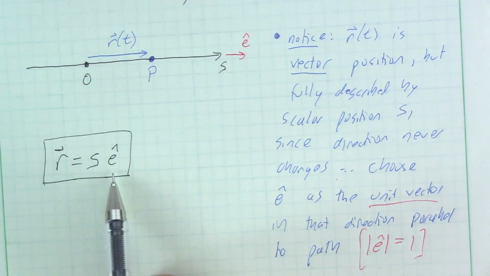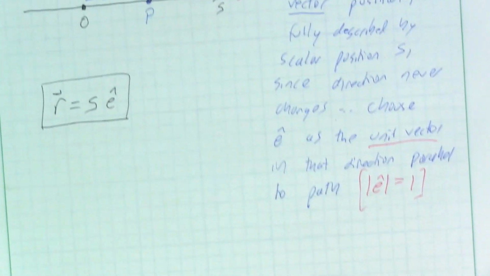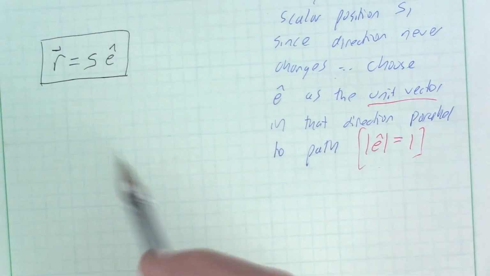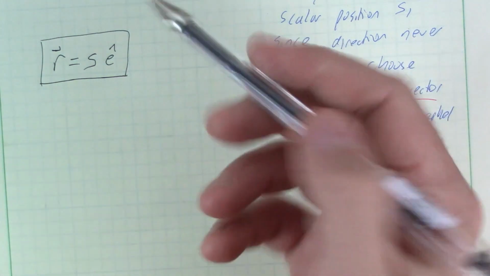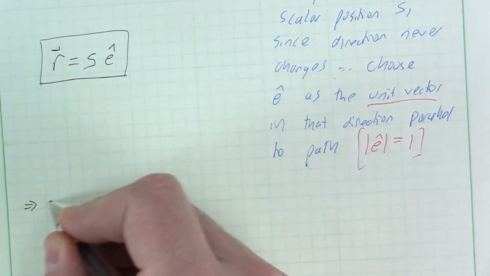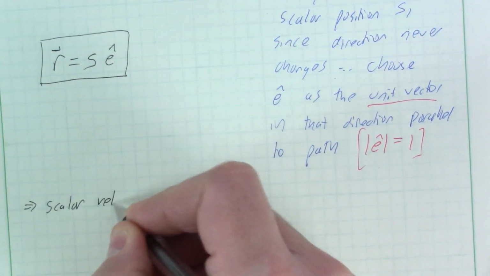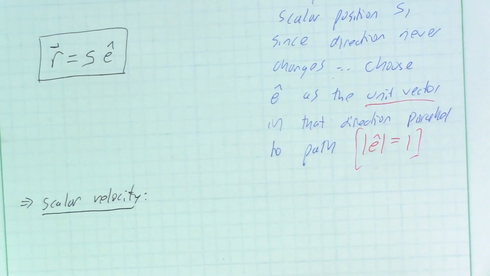Magnitude of r, direction of r. Yeah? Okay. So that's good. Now this is how we would represent our position vector in this first shot at a particular type of kinematic motion. Now let's, can we then do the same thing for velocity? Wouldn't that be convenient?